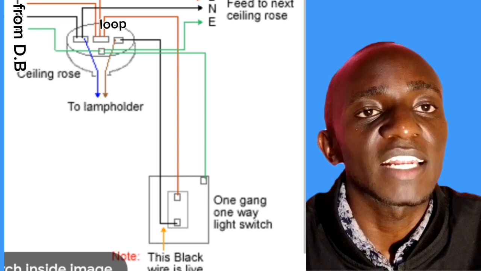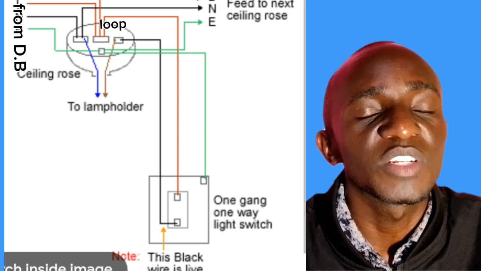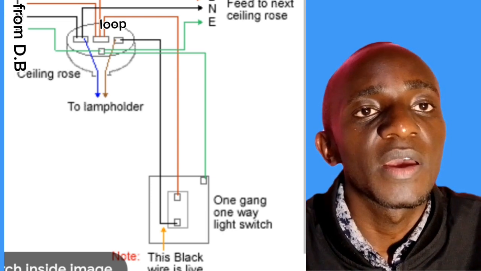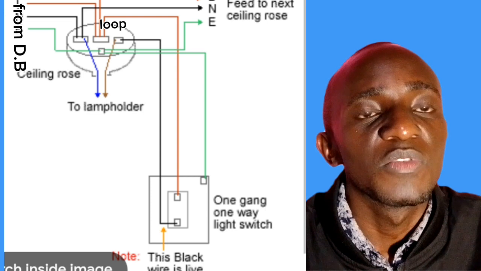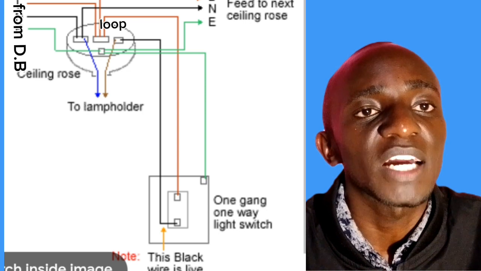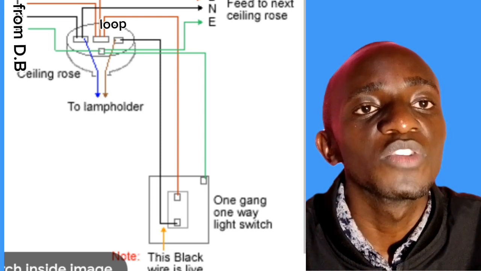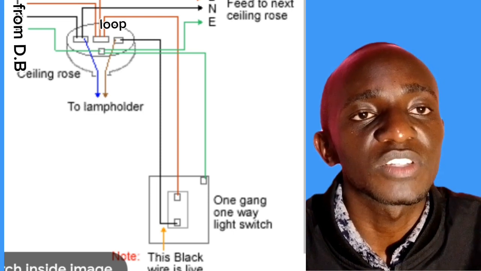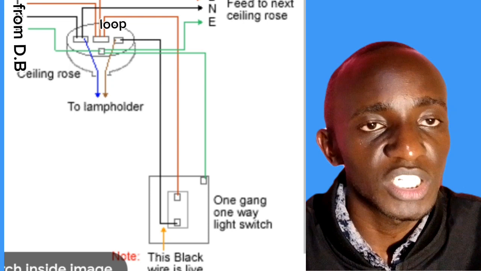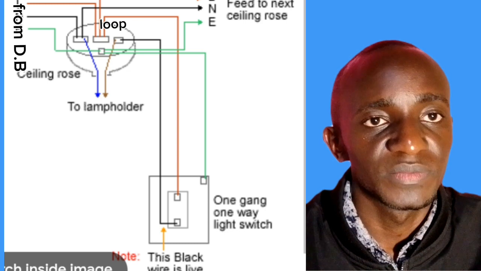So the connections are done this way in the 3-plate ceiling rose. The 3 conductors that originate from the distribution board, the live conductor, the neutral conductor, and the earth conductor, we know that the earth conductor will be connected to the earth terminal. So the live conductor is going to be connected at the loop terminal block, which is usually at the center of the ceiling rose, and the neutral conductor is going to be connected at the most right terminal block of the ceiling rose.